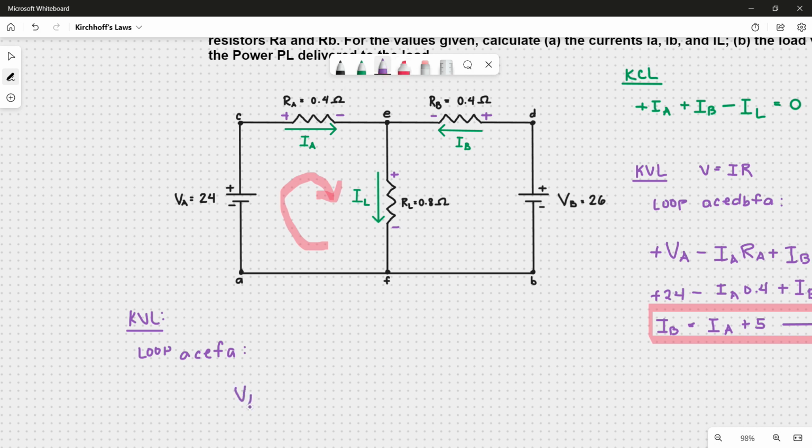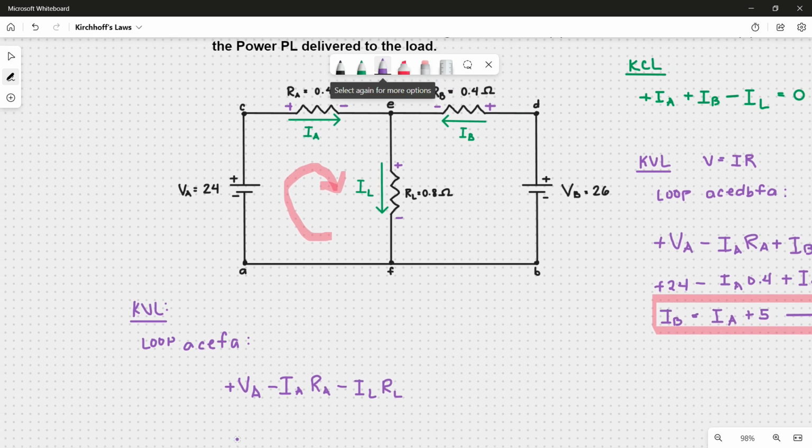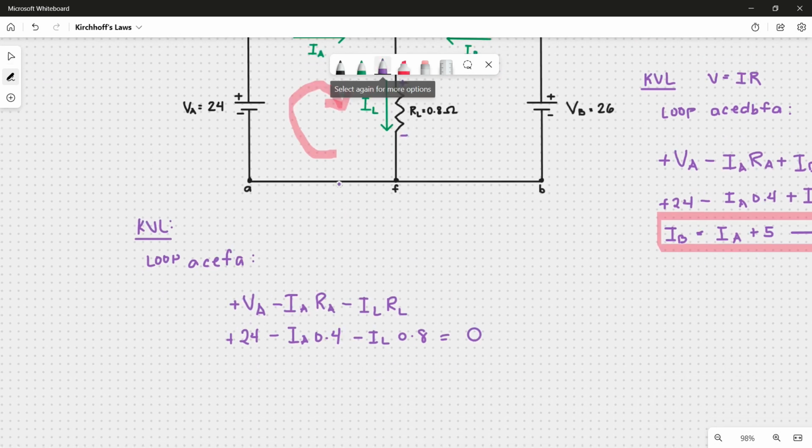Starting with VA with a positive sign. Again, this element will be written as IA times RA with a negative sign, and IL times RL with a negative sign because we are leaving at this side. Substituting what we know, we have positive 24 minus IA times 0.4 minus IL times 0.8, all equal to 0. Simplify and we'll get this as our third equation.